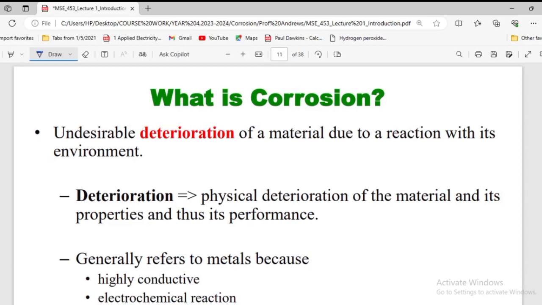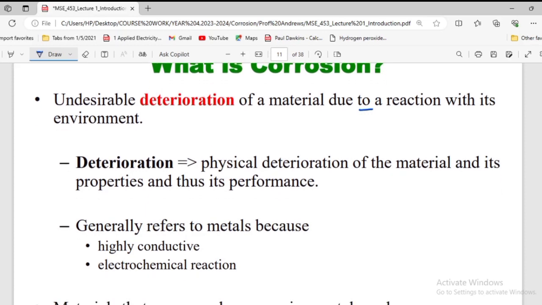One may ask, what is corrosion? When we talk about corrosion, it has a lot of definitions. But with this, we're going to look at it as an undesirable deterioration of a material due to a reaction with its environment. So when a material reacts with the environment, there's a change in the material which affects the structure. And when the structure is affected, it also affects the property of the material and the performance as well.